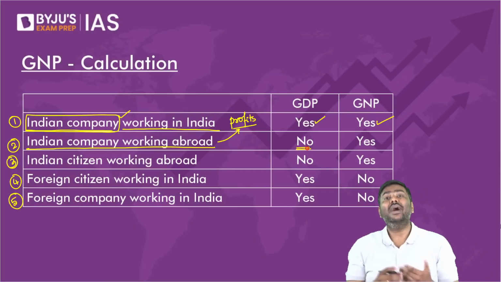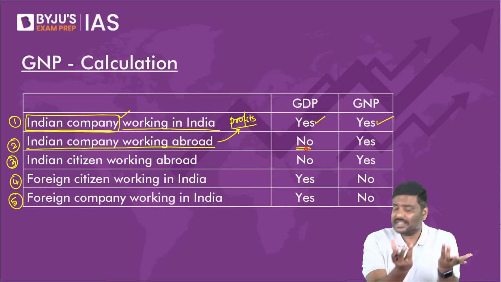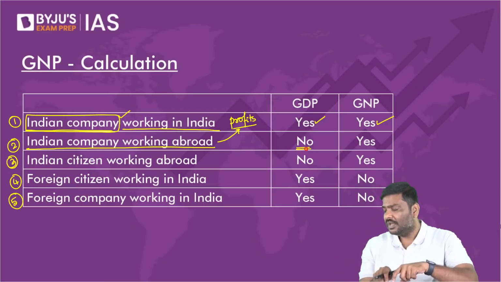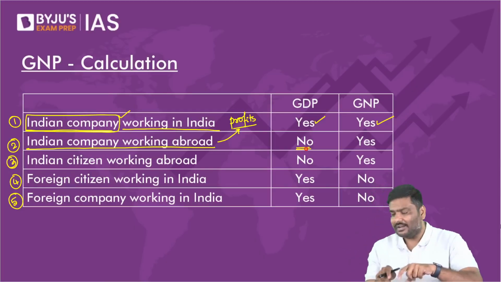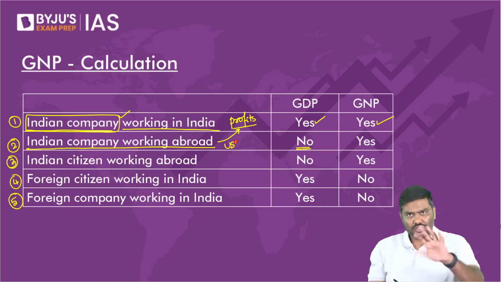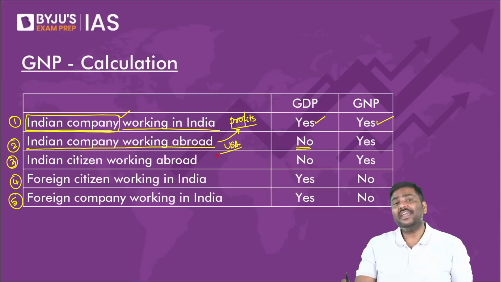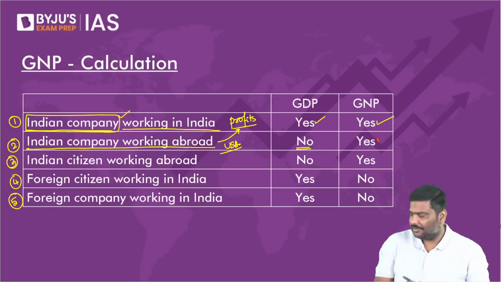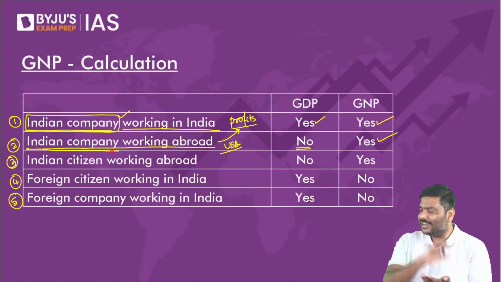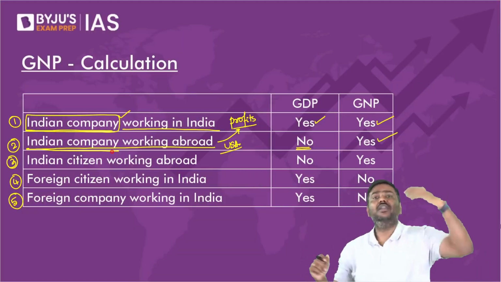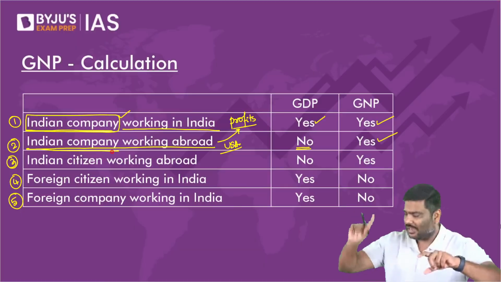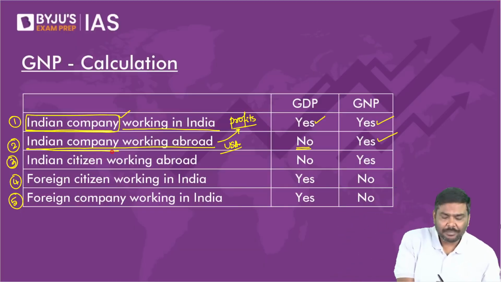No. Why? My dear, you are not following the basics then. GDP means it should be produced in India. But it is producing in USA, generating profits in USA. So GDP? No. What about GNP? It is an Indian company. So whether they are earning profit in India, USA, UK or China, does not matter. In GNP, yes.